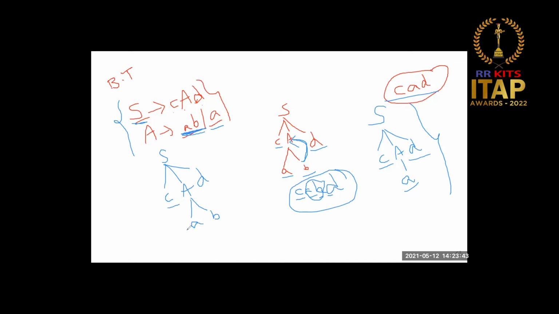So now we got the string CABD. But this is wrong now, because we have to derive the string CAD. Where we have to make the changes, just keep the backtracking symbol. Now I can replace this capital A with the second production rule, which is small a. So now I got the string CAD. This is the string generated, and this is called backtracking.